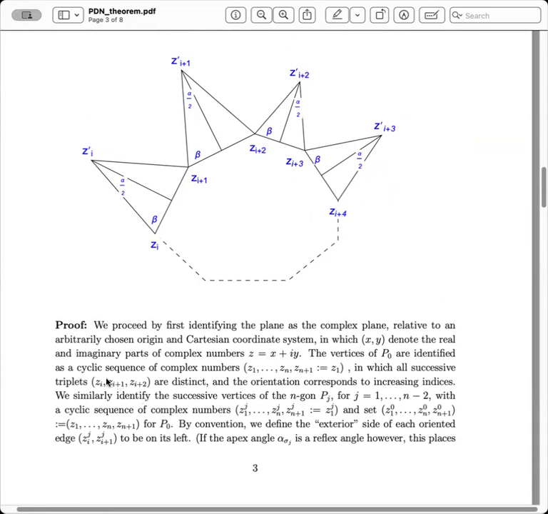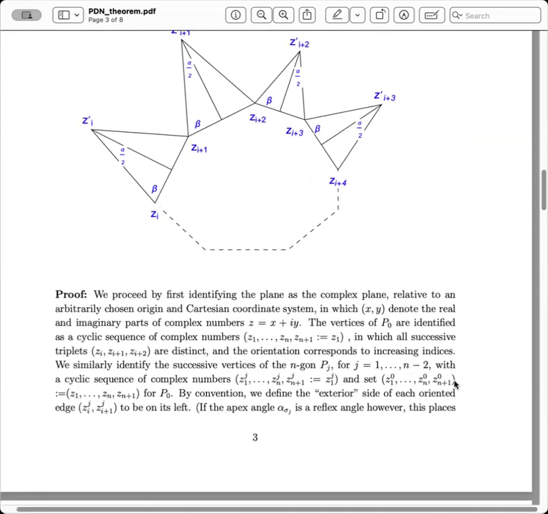And all of the successive triplets of vertices are distinct, so we don't have a degenerate polygon, and the orientation corresponds to increasing indices. We similarly identify the successive vertices of the n-gon Pj, for j from 1 up to n-2, with a cyclic sequence of complex numbers labeled with a superscript j. So z1^j up to zn^j with the cyclicity condition included. And the 0th one is what we associate with the original polygon. We'll put a 0 on that for the sake of uniformity of notation.